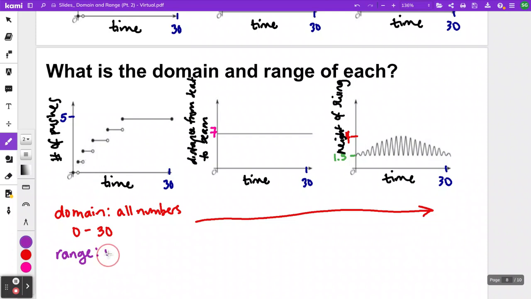Our range, I'm going to start by describing it has to be a whole number. We can't have half a push. Can it be any whole number? Well, looking at our graph, I can see there's specific numbers it can be. It's not just any whole number. It's going to be whole numbers between 0 and the maximum we have here is 5. So my range is whole numbers from 0 to 5. Use this first one here as an example and pause the video and try these final two.